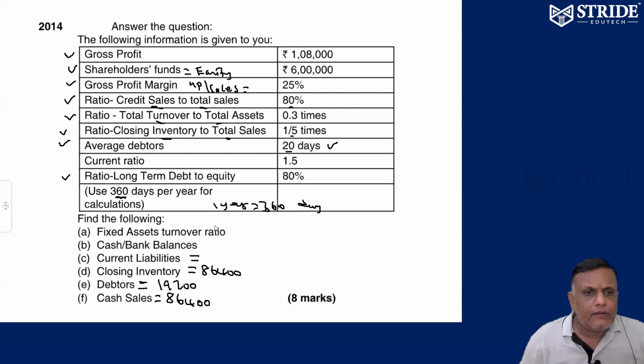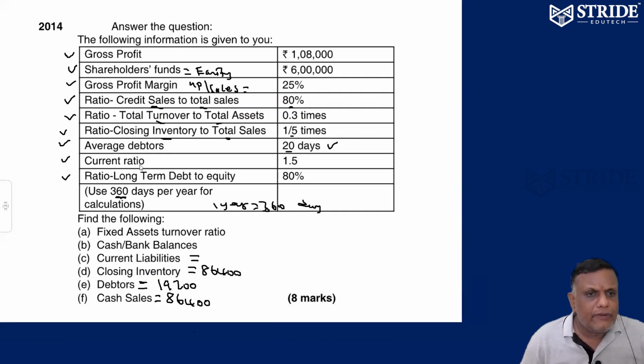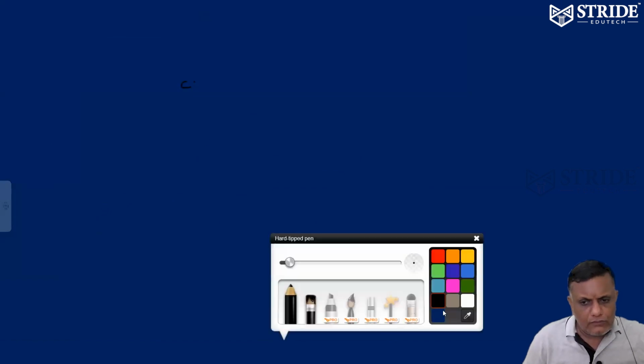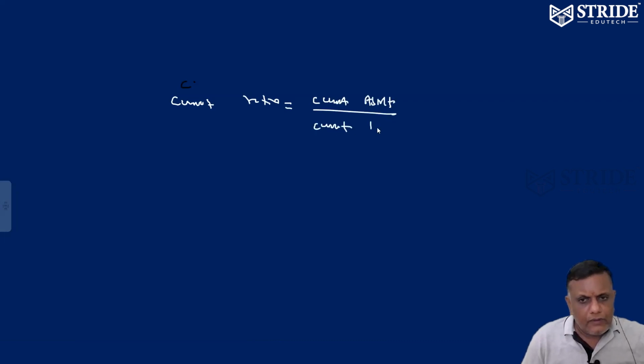Okay, let me solve the current ratio. Current ratio you have to find. So current ratio is equal to current asset by current liability. That is equal to 1.5. So my current ratio is equivalent to current asset by current liability.